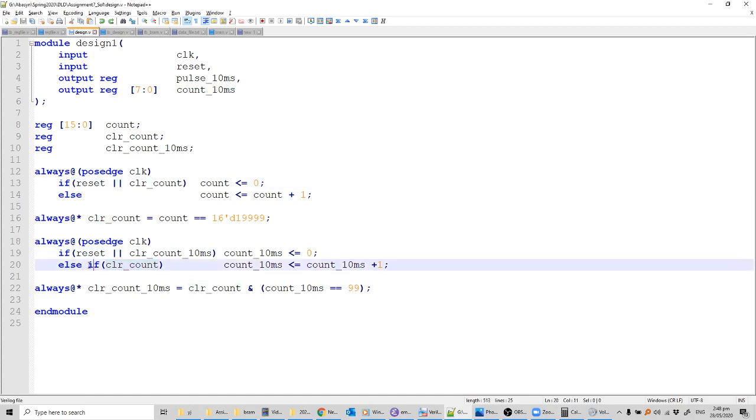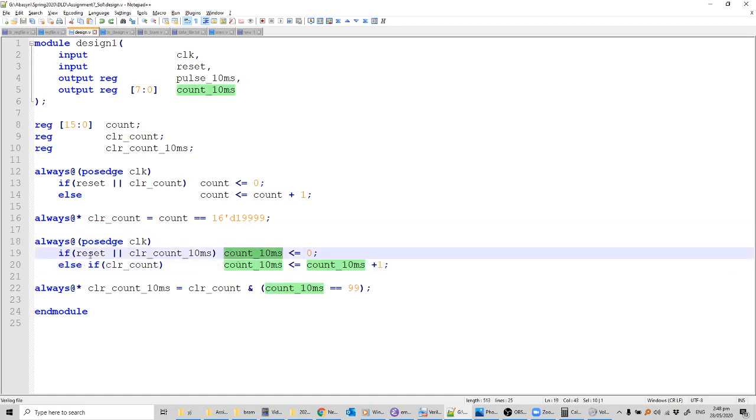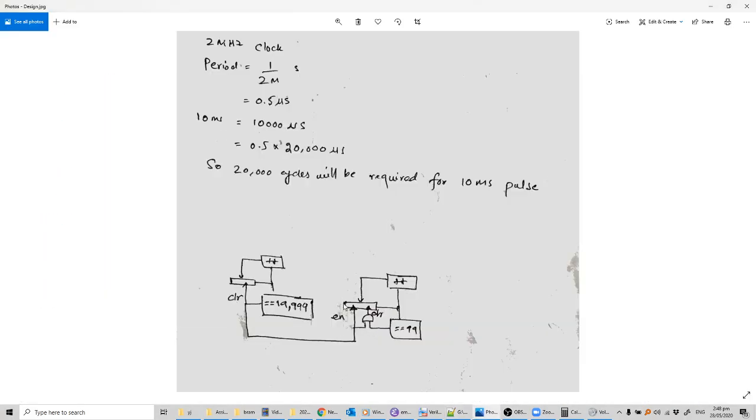So that's why I have this else if. Whenever I need an enable, I put else if, and then I put the enable signal here. So this will be incremented on this value, and it will be cleared whenever there is a reset or there is this signal clear count that I have declared here, and this is driven from this AND gate.